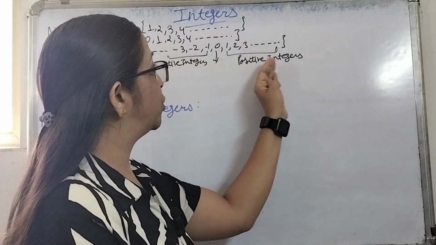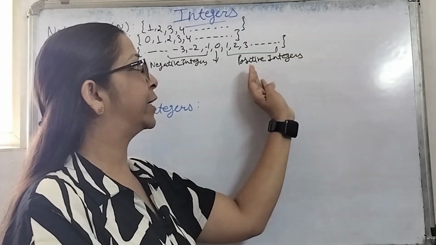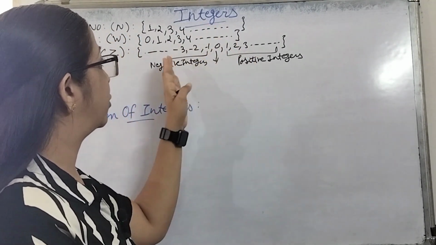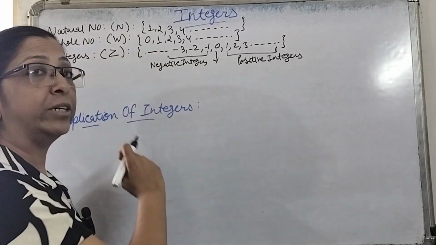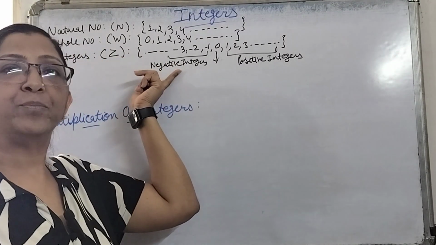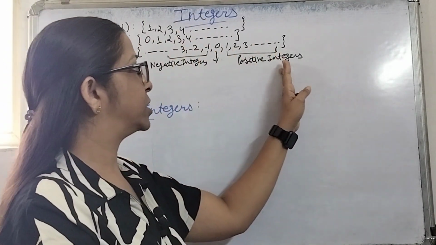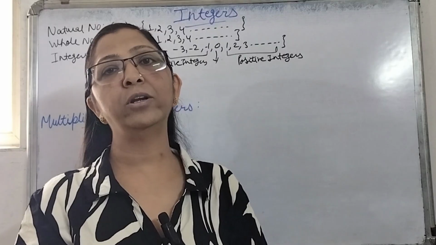So if we go towards the right up to infinity, all these numbers are your positive integers, and if we go towards the left of 0, on the left hand side up to infinity, then we get negative integers. So all these together are known as your integers. These are positive integers, these are negative integers, and 0 is neither positive nor negative.